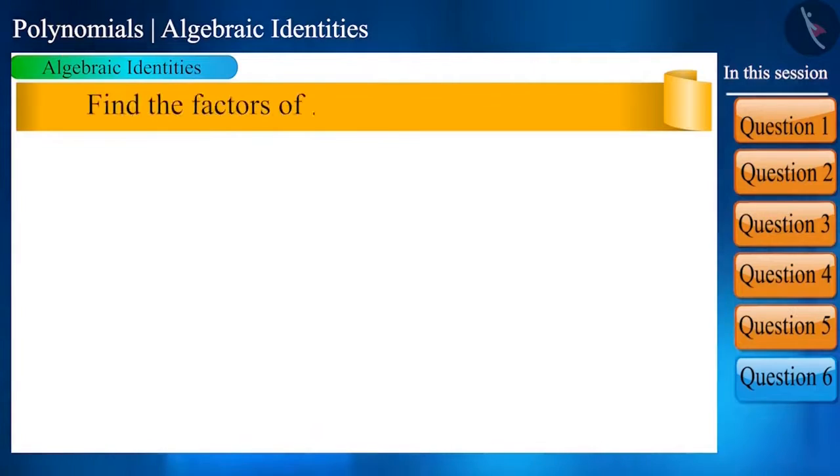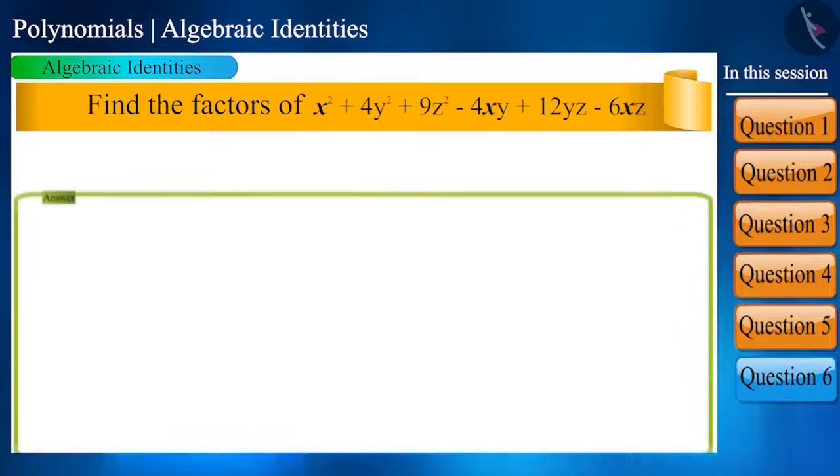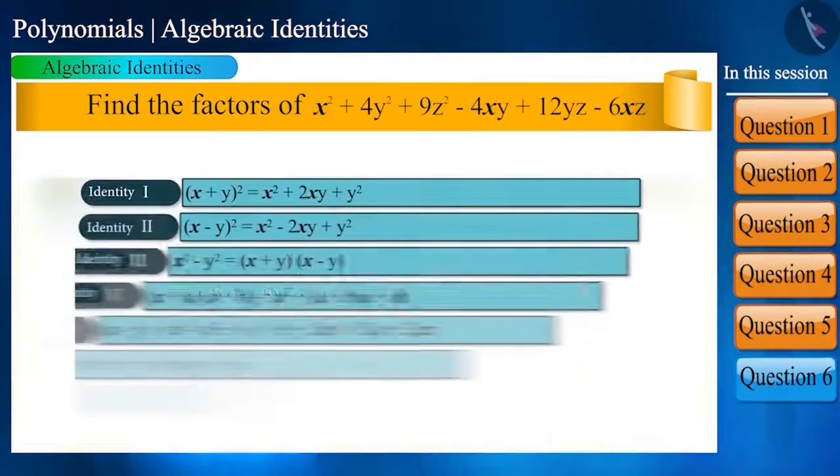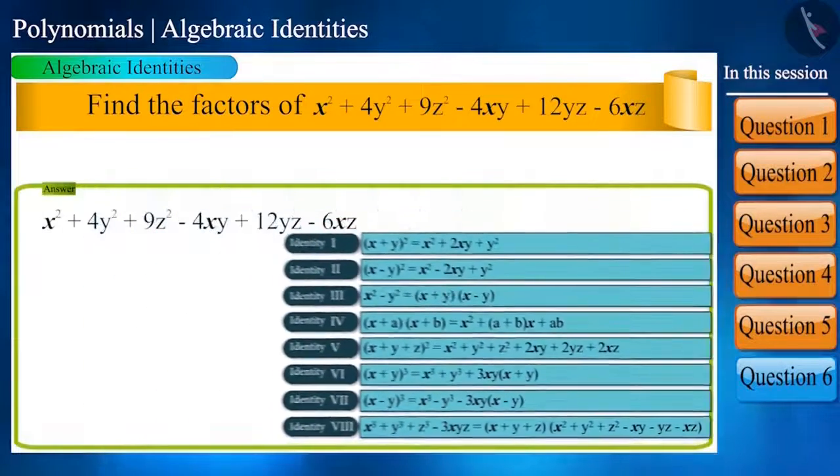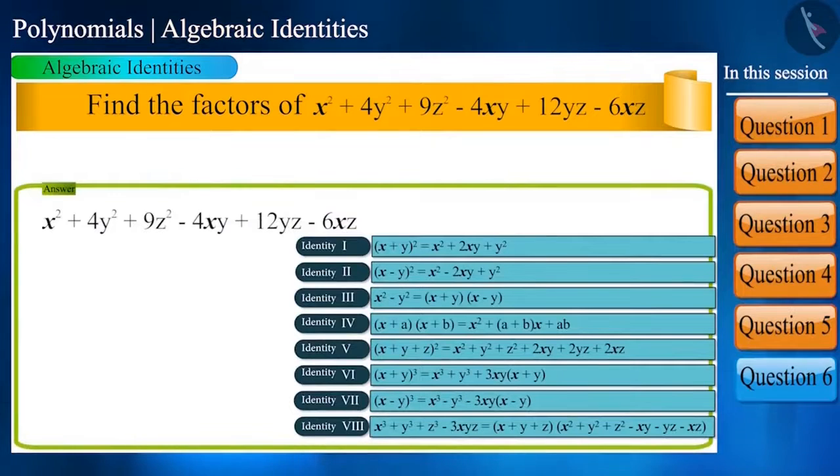Find the factors of x square plus 4y square plus 9z square minus 4xy plus 12yz minus 6xz. Once again, we will look only at the variable and all the identities and find out with which identity it resembles. If we write this expression only in terms of x, y and z, then it will look somewhat like this.